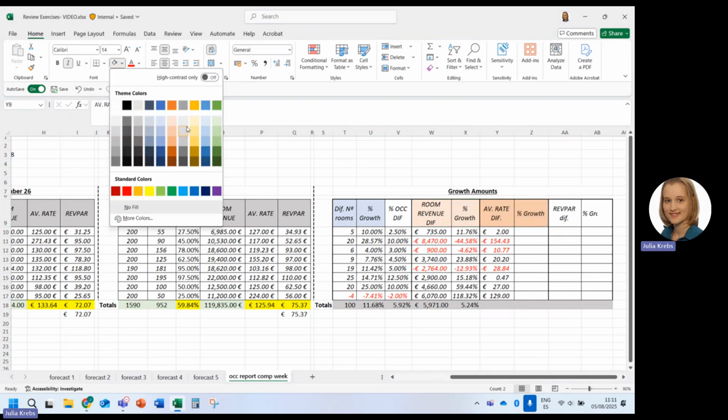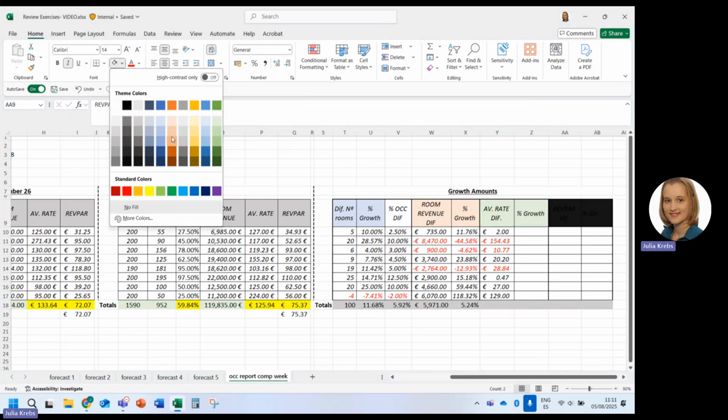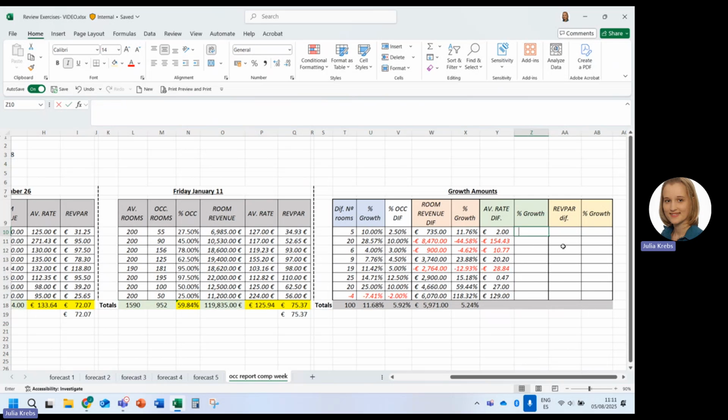Right, so let me just highlight these as well, because these two are the same, of course. These two are the same. And these two, of course, belong together as well. So growth amounts, it would be this over the previous ADR.